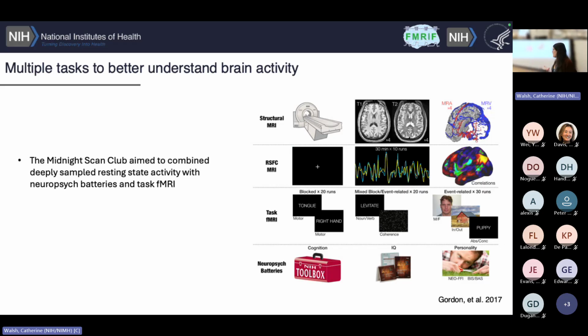And so they got discounted rates on being able to scan, but they always scanned at the same time, which was midnight, hence the name. Basically what they were trying to do was take large amounts of resting state data, which is not a new concept as we've seen so far, but combine it with the idea that there were a lot of tasks in those individual subjects as well. And they also did a lot of neuropsych batteries in order to understand more about the individual differences that they might see in connectivity and how the task contributed to that as well.